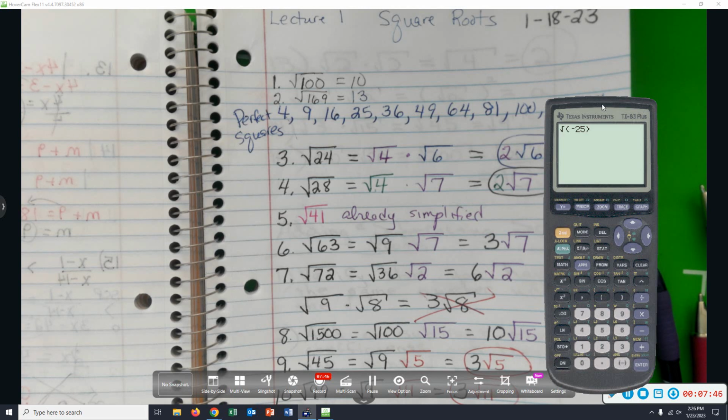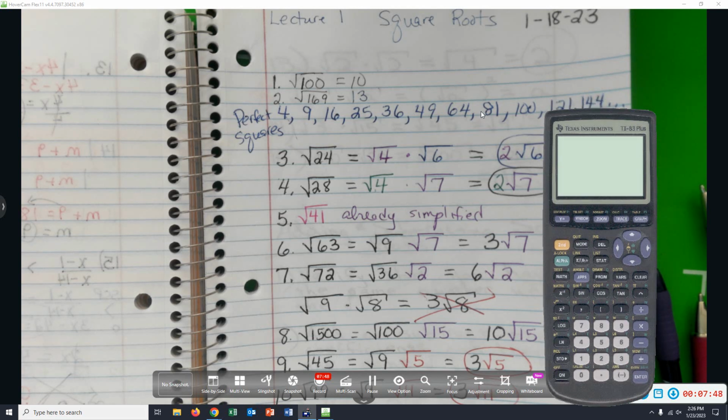Let's see. Start with 80. It has to be something lower than 80 to go in evenly. It has to be smaller than 80. I think we can tell 64 would only go in one time with a remainder. 49, 36. What about 25? I think that 25's not going to do it. 16. I think 16 is it. 80 divided by 16 gives me 5, right?